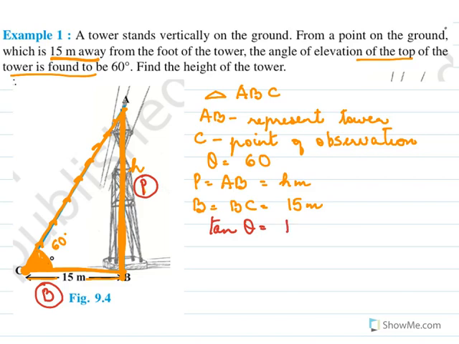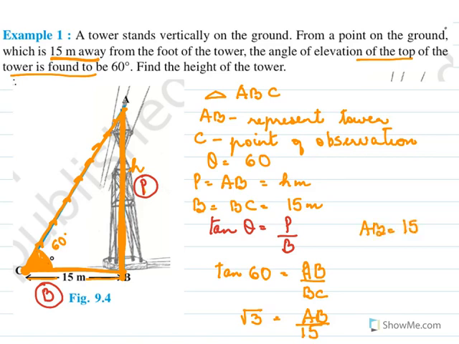Tan theta is perpendicular over base, and tan of 60 equals perpendicular over base. The perpendicular here is AB, and the base is BC. So tan 60 is root 3. Root 3 equals AB over BC, which is 15. So AB, which is the height of the tower, is 15 root 3 meters. So the height of the tower is 15 root 3 meters.